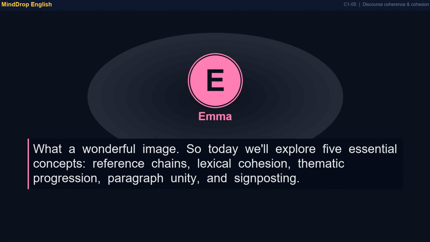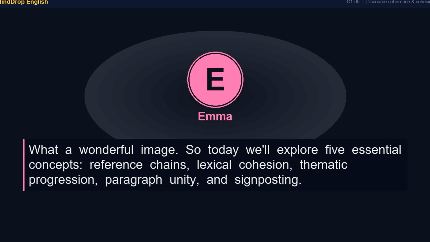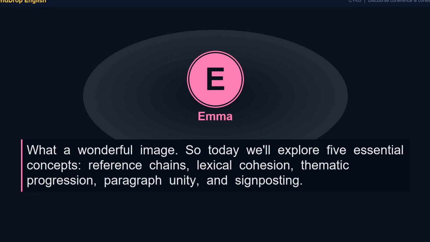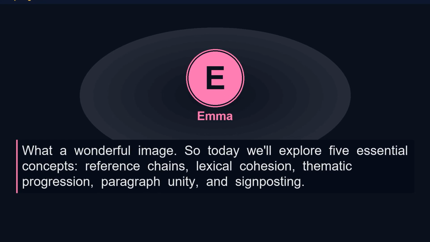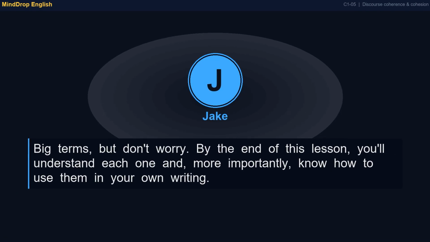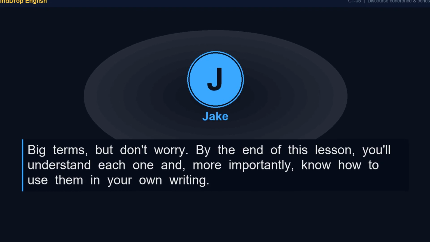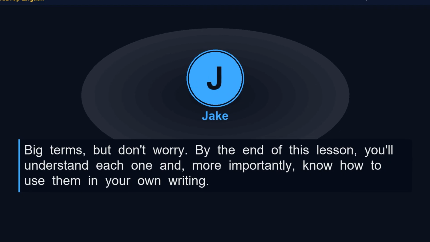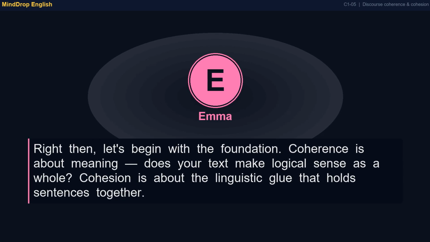So today we'll explore 5 essential concepts: reference chains, lexical cohesion, thematic progression, paragraph unity, and signposting. Big terms, but don't worry. By the end of this lesson, you'll understand each one and, more importantly, know how to use them in your own writing. Right then, let's begin with the foundation.